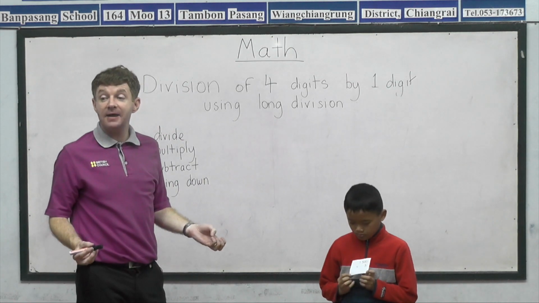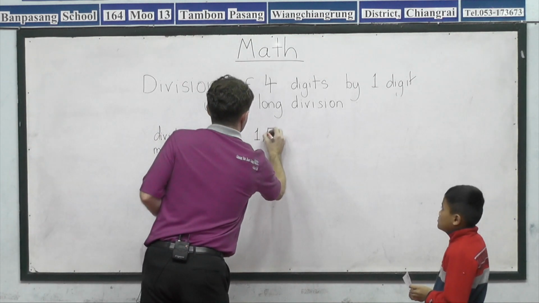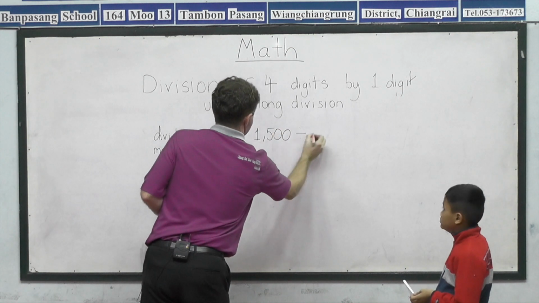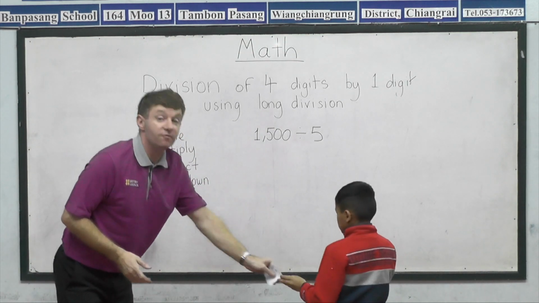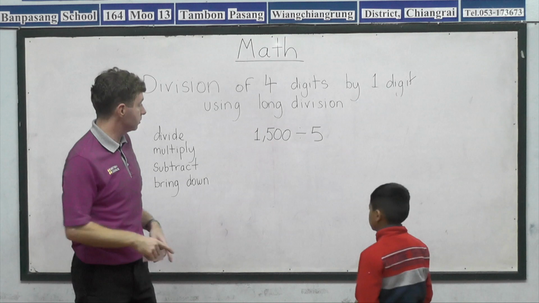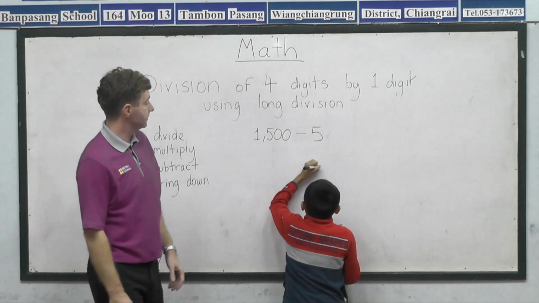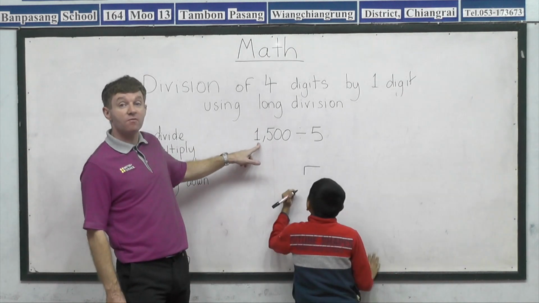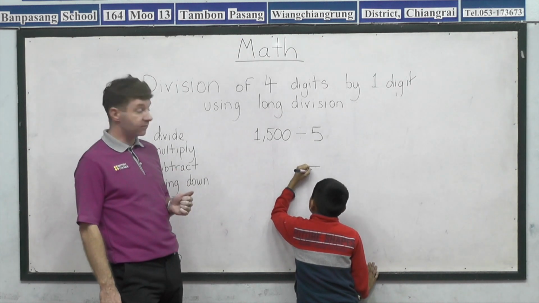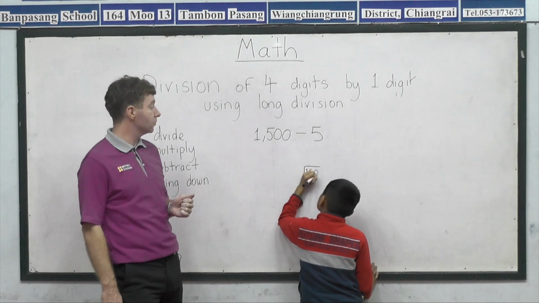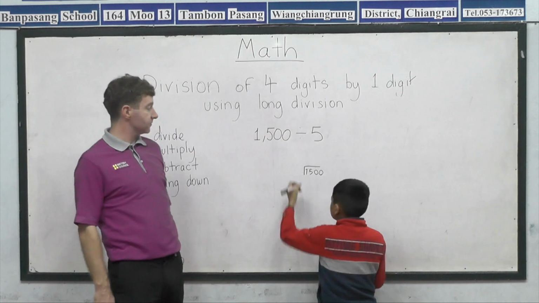500 divided by 5. Okay. 1,500 divided by 5. Chu, over to you. First of all, we need to draw our division table. So can you draw your division table? Excellent. And inside we will write our 4-digit number. 500. 1500. And the number we are dividing by will go outside.